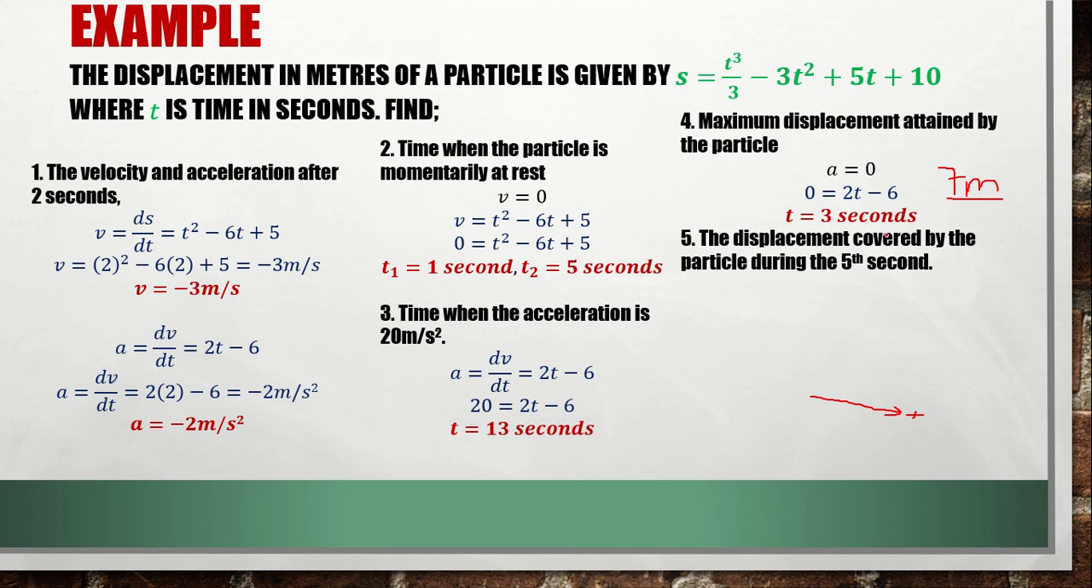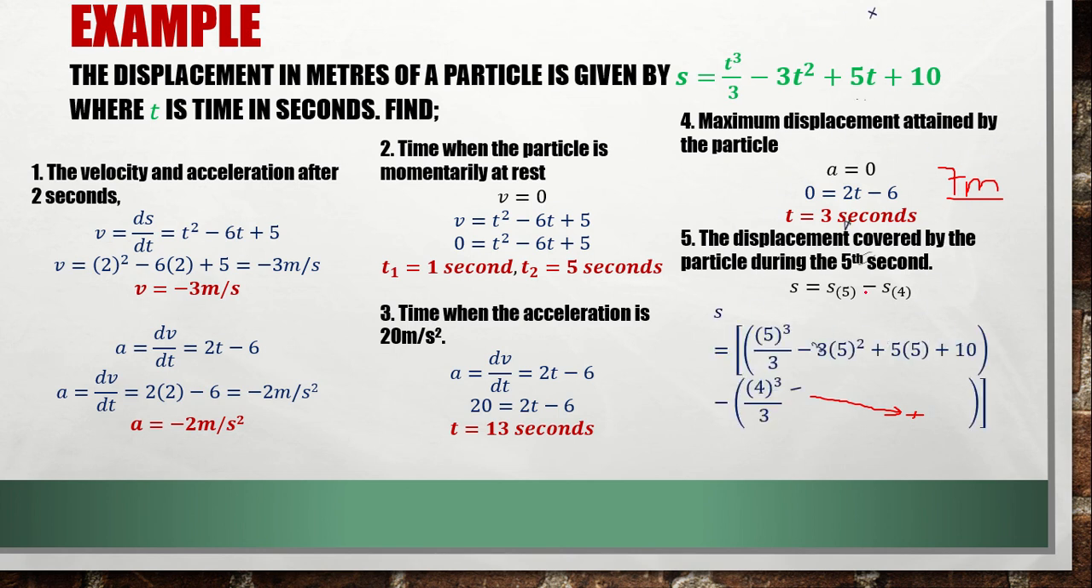That's the maximum displacement attained by that particle. Now, what about the displacement covered by the particle during the 5th second? That displacement shall be the difference between the displacement at the 5th second and the displacement at the 4th second. So basically, if I have my equation there, I pick this out and substitute by 5 and by 4.